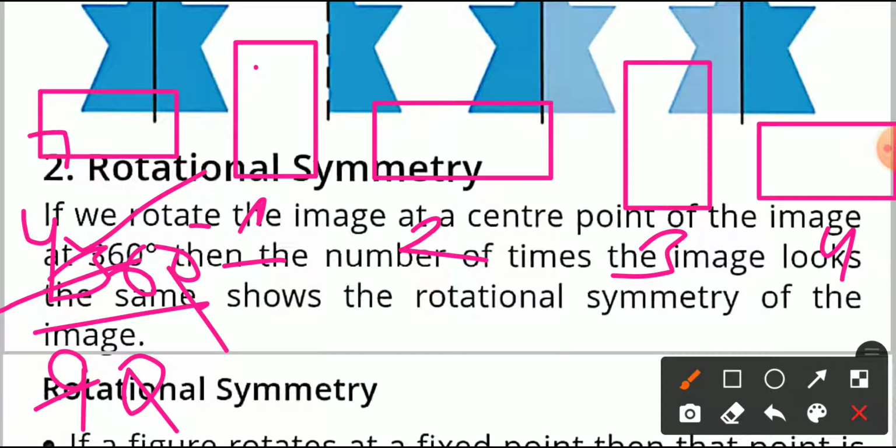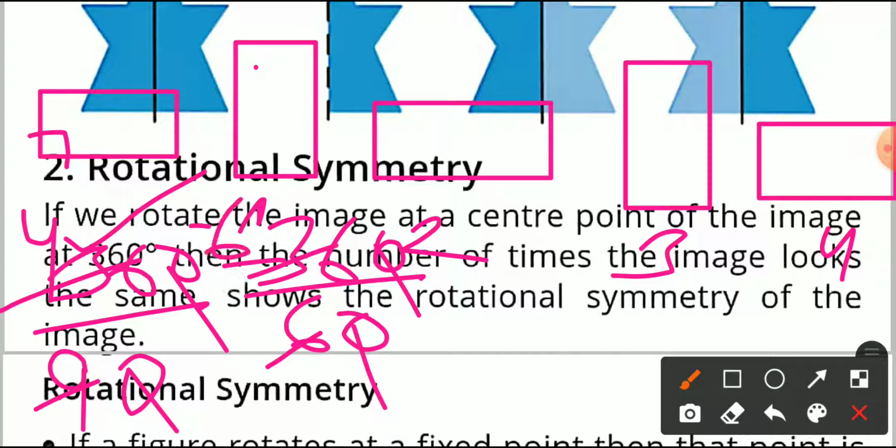Okay, suppose we are talking about the equilateral triangle. The angle of an equilateral triangle is 60 degrees. So how many times do you need to rotate this? 360 divided by 60 is 6.